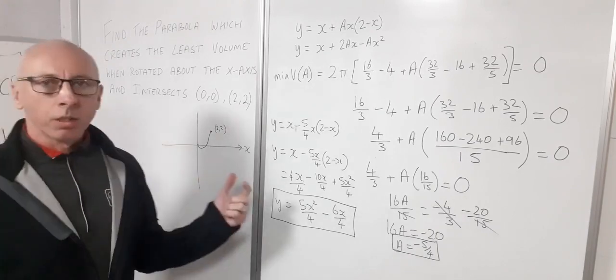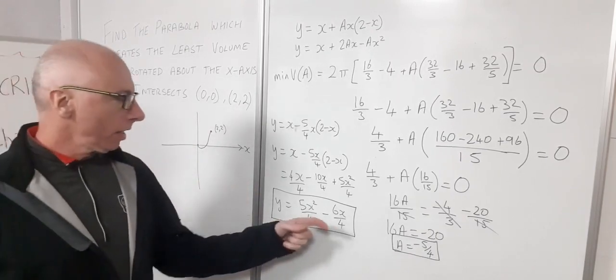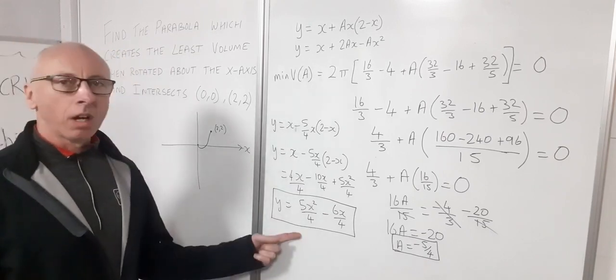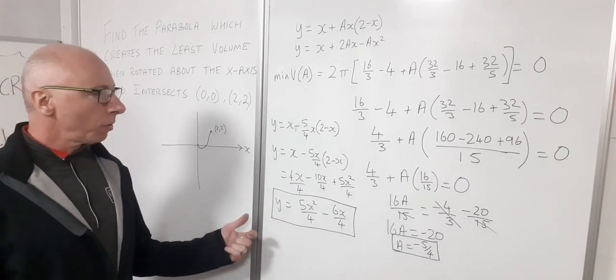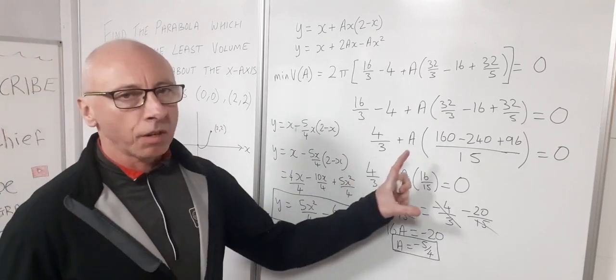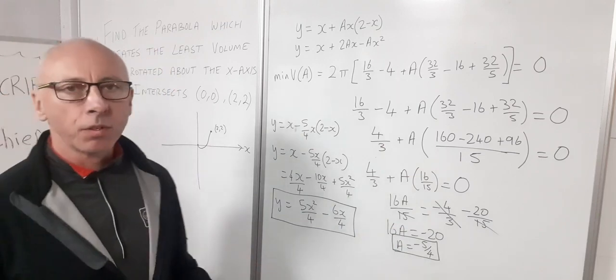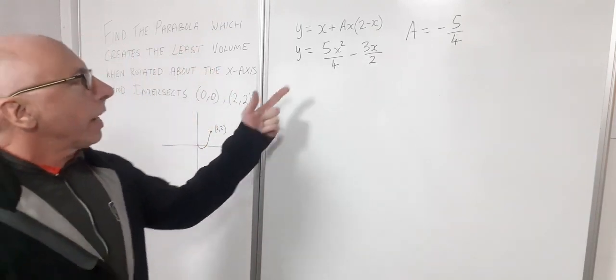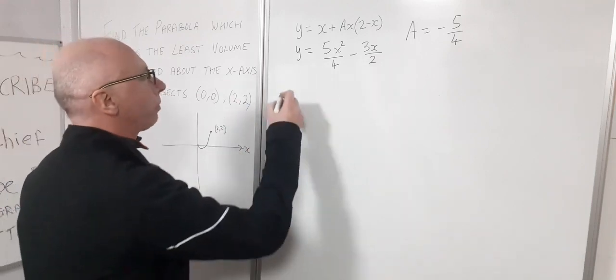Okay, so now what we can do is, now we've got our parameter A, and we know that this is our parabola which will give us our least volume, what we can do is now calculate what that volume is. So let's clear this off the board and use our formula for the volume. Okay, so now let's use our formula for our volume.